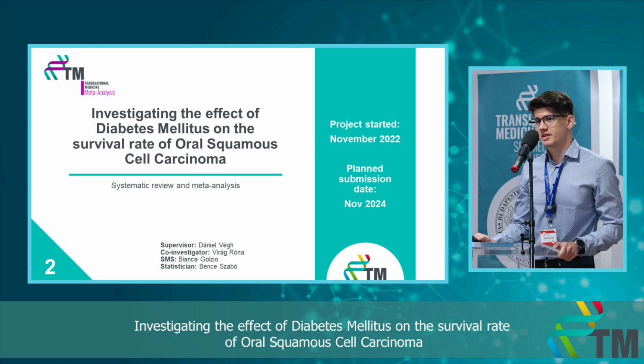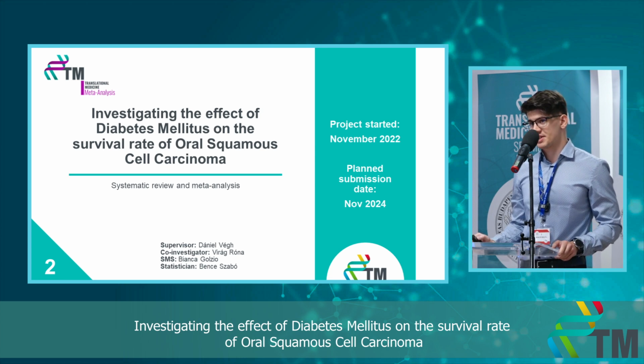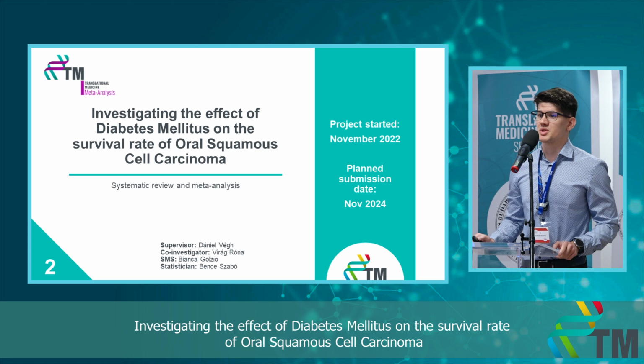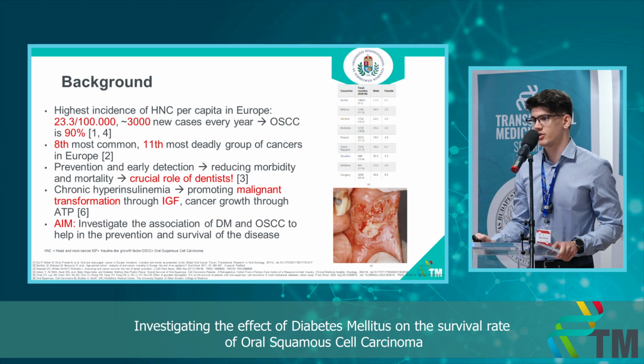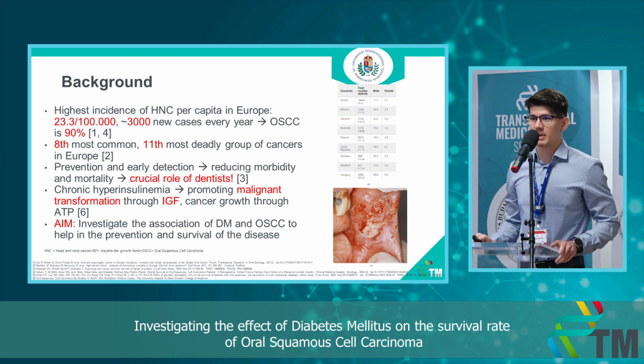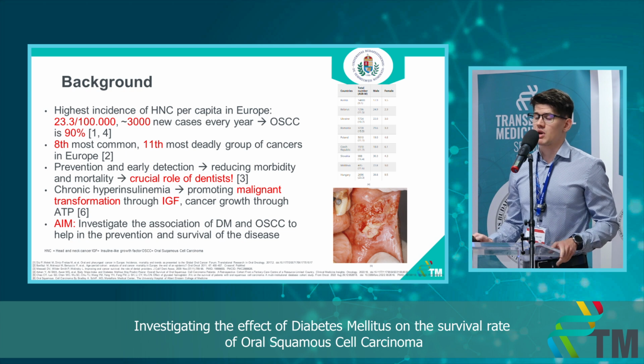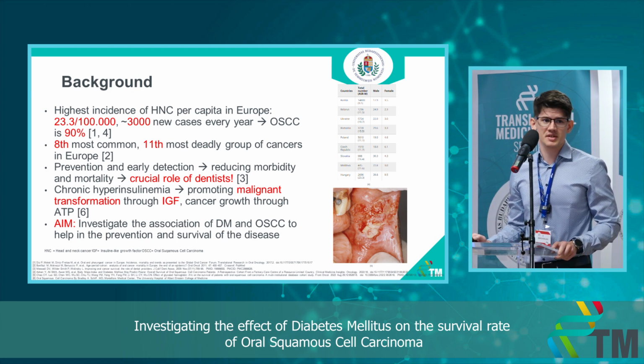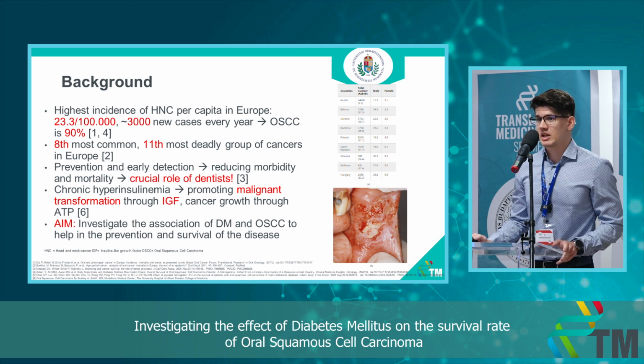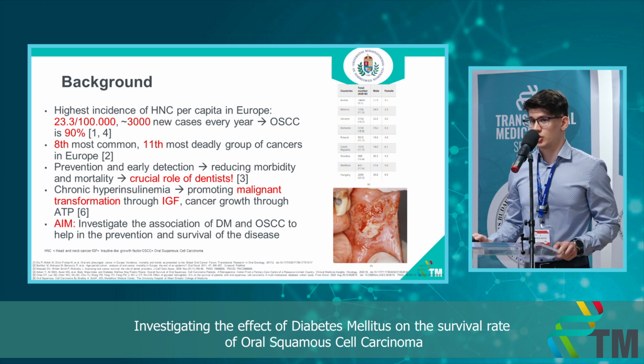Our second project is about investigating the effect of diabetes mellitus on the survival rate of oral squamous cell carcinoma. This is yet again an important topic because head and neck cancers are widely spread malignant diseases all across Europe, with Hungary being at the number one place in terms of incidence rate per 100,000 capita, which is around 3,000 new cases every single year. And not only are these diseases widely spread, they are dangerous as well. OSCC is the 11th most deadly cancer group in Europe.